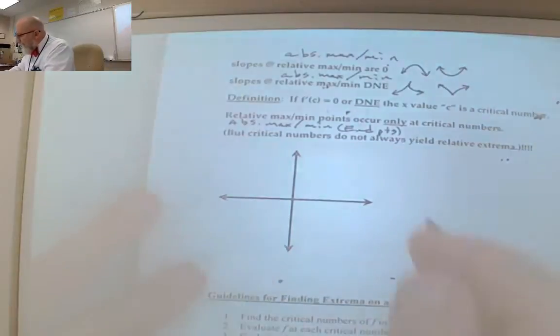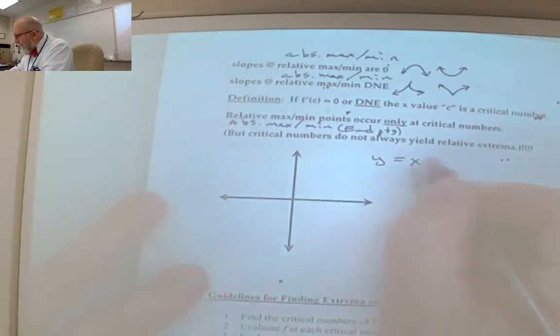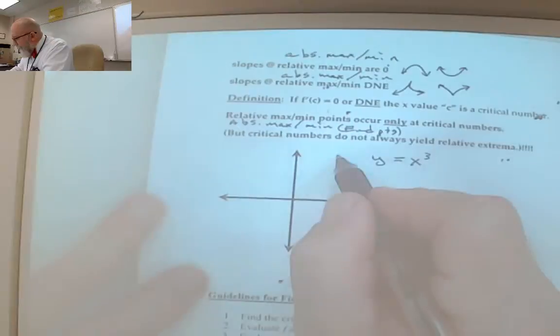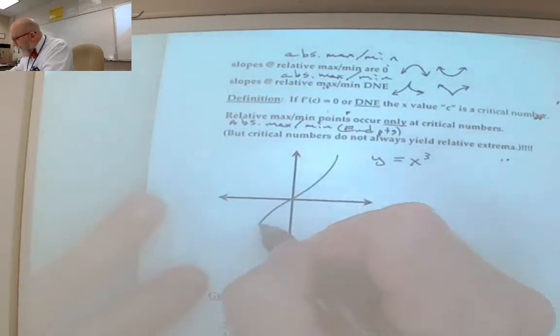Here's my example. Y equals x cubed. The graph of y equals x cubed looks like this.